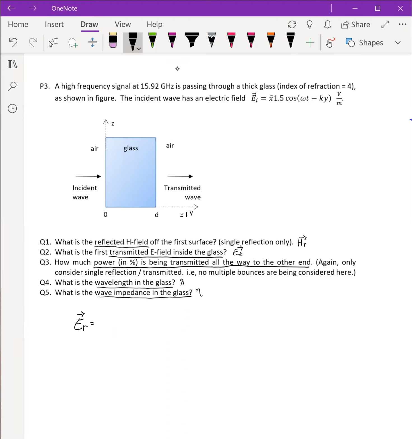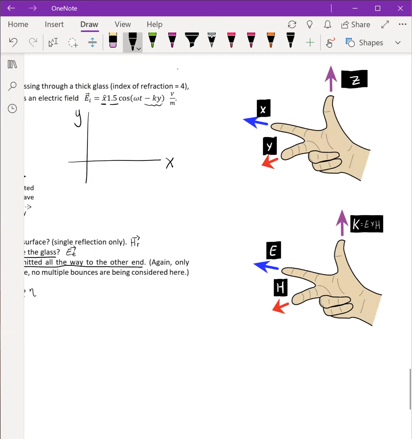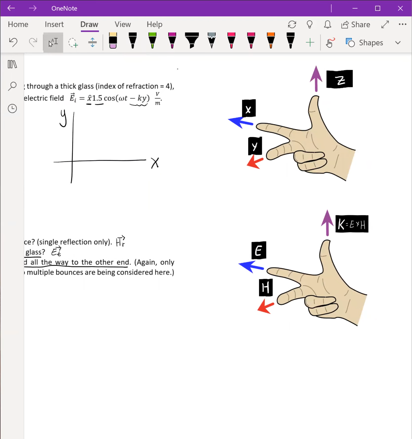So E sub I is going in the direction of positive x with a 1.5 magnitude, and the wave is propagating in the positive y direction. So let's draw a coordinate system to further evaluate this. If I label this x and this y, we can use the right-hand rule to determine the location of z. So if we point our index finger in the direction of x, our middle finger in the direction of y, so pointing up, then our z should be coming out of the screen, which is our thumb. So z direction, positive z, is going out of the screen.